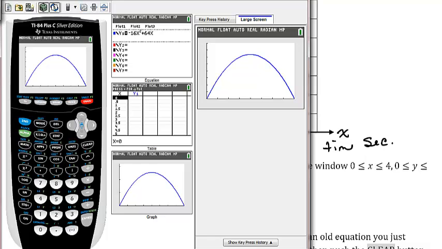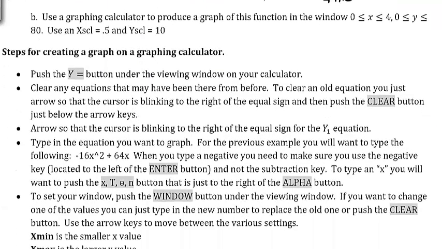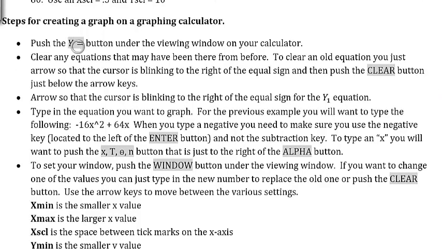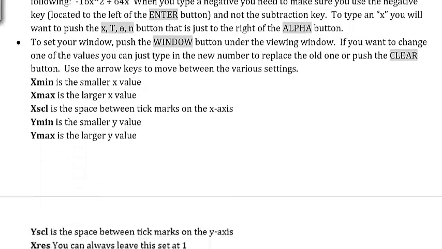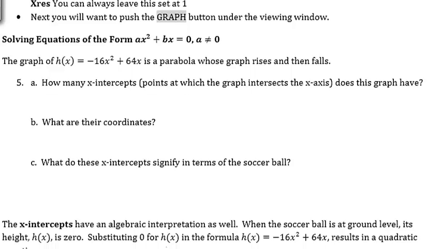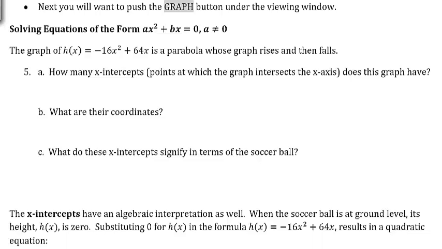And so there we go. We have a nice graph here. And it looks similar to the graph that we did on our paper. And here we just have all the instructions on how to do this. All of these grayed in things are buttons for you to push on your calculator. So hopefully that will help you remember how to get through graphing on your graphing calculator when you're by yourself.